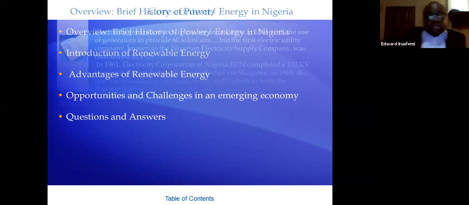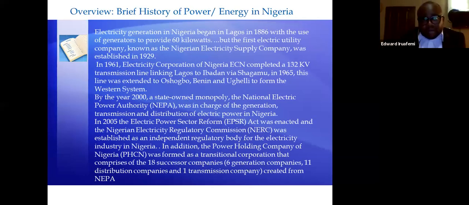So it's just a brief history of power, when power started. Electricity in Nigeria began in Lagos in 1886 with the use of generators to provide only 60 kilowatts of energy. But the first electricity utility company, the Nigerian Electricity Supply Company, was established in 1920. You can see how we generated our own electricity way back in 1886. We were using just generators, which was what was available then. But with time, things changed.